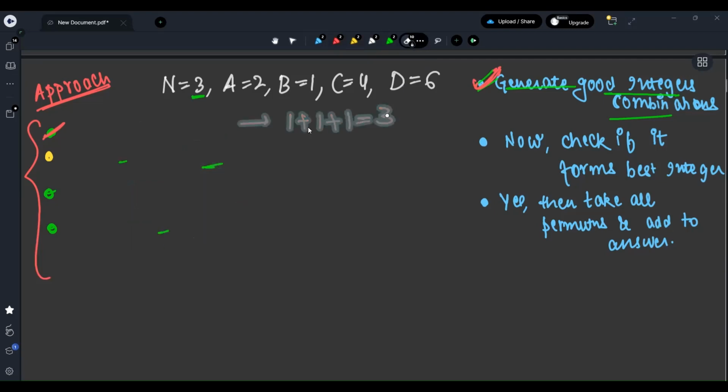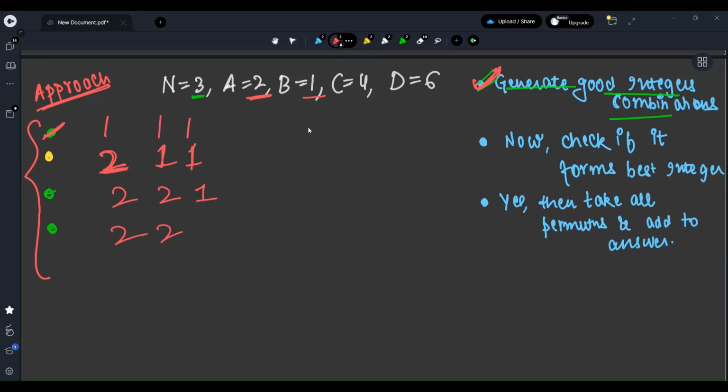Now let's write it in the form of variables. Initially I wrote BBB, that means 1, 1, 1. Next time 1 A and 2 B's. 1 A, here I will take A, so this will be 2. And 2 B's, 1, 1. Next time 2, 2, 1 and 2, 2, 2.